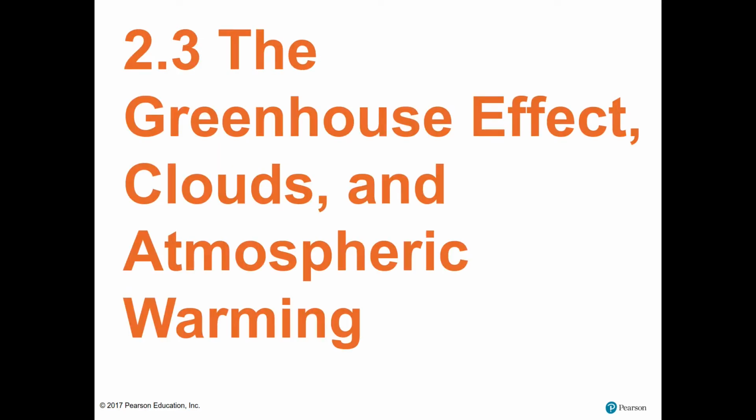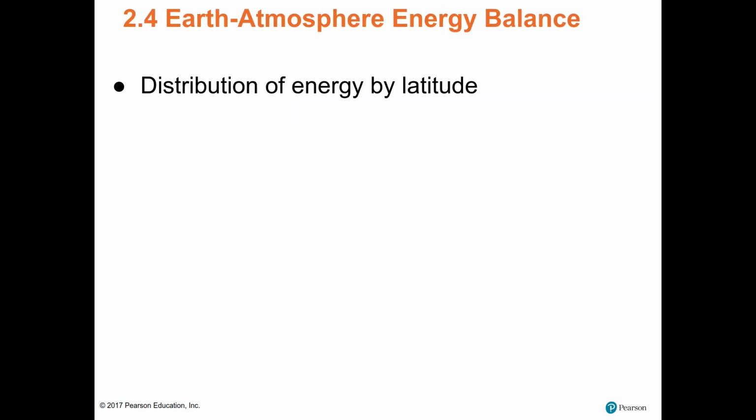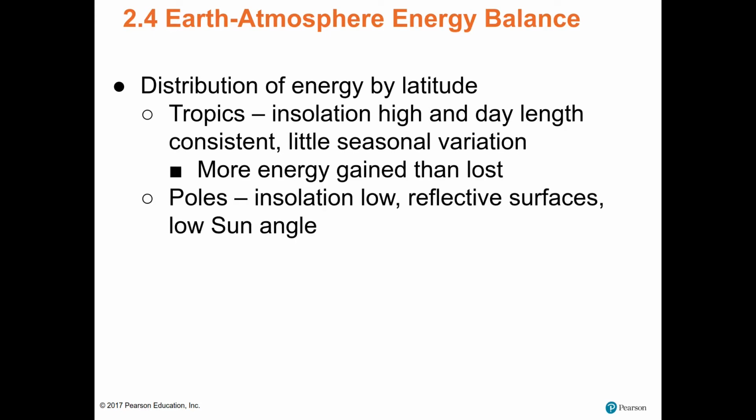That's it for the greenhouse effect, clouds, atmospheric warming. Let's talk about the Earth-atmosphere energy balance. There's a distribution of energy by latitude. This is review. The tropics have an energy surplus. They gain more energy than they lose.